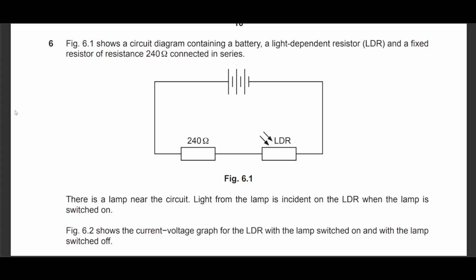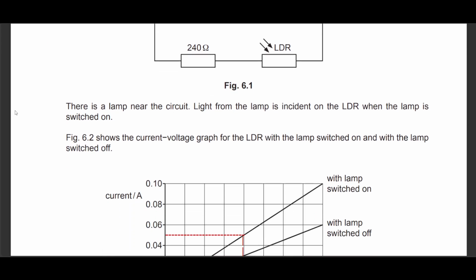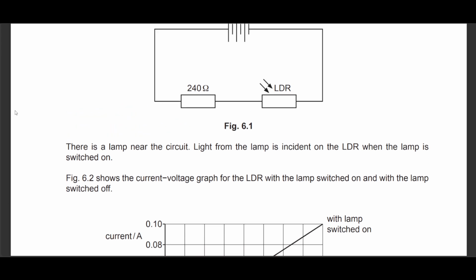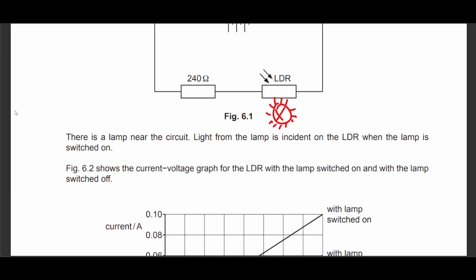We have a supply, we have 240 and an LDR connected in series. And he says there is a lamp near the circuit. Of course, the lamp will be used to influence the resistance of the LDR. If it's on, the resistance will be low. If it's off, the resistance of the LDR will be high. As we know, the resistance of an LDR is inversely proportional to light.